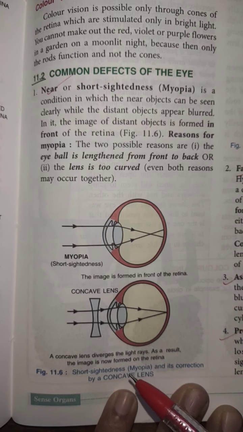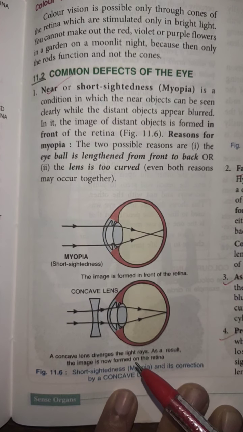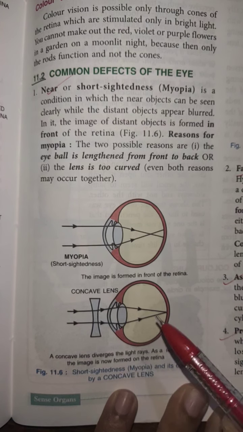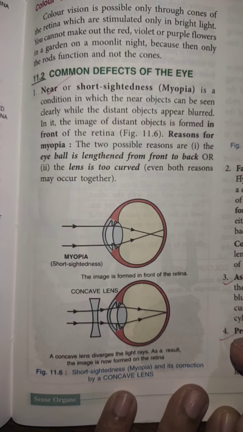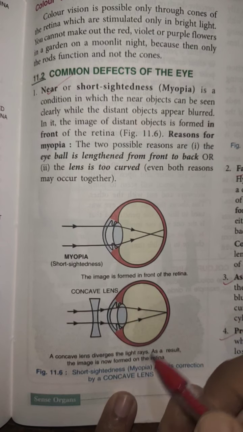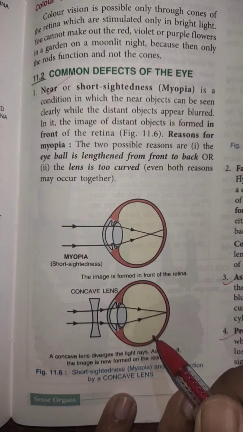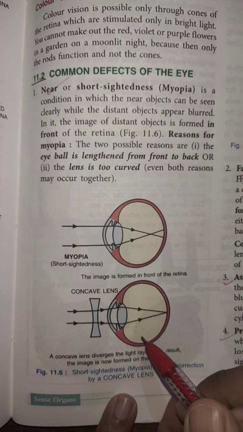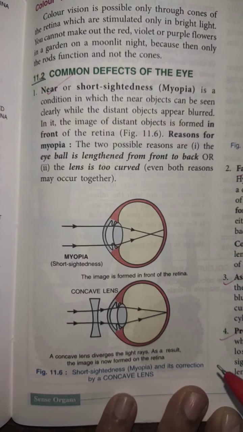Most of us, even me, I am suffering from this defect, myopia, and I am wearing glasses. The power of the glass used in myopia has a minus sign. Minus 2.5 is the power that I am using.